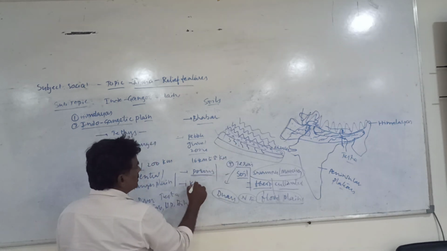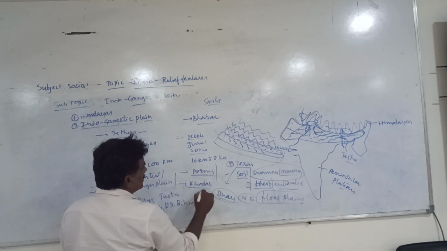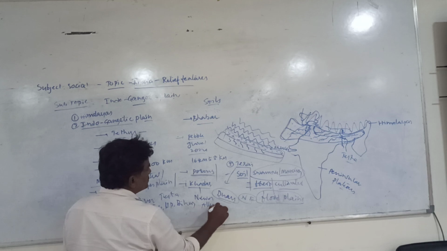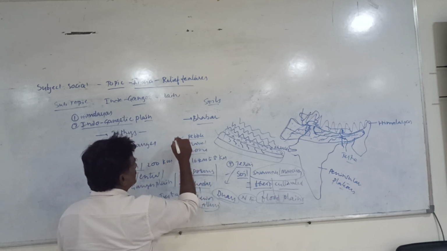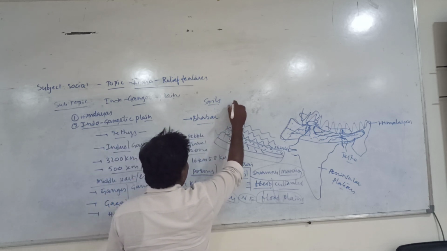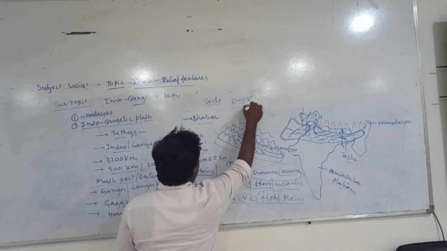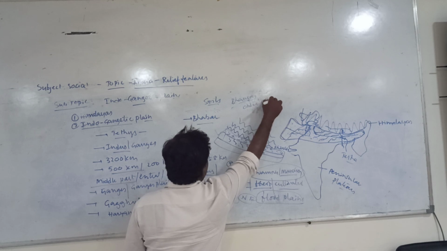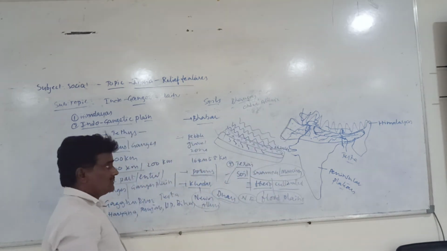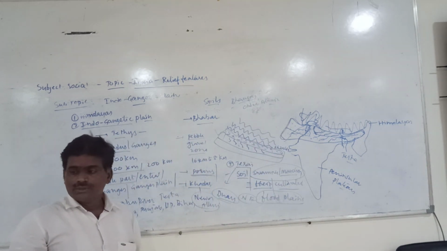And one more, Khadar. Khadar is newer alluvial soil. And Bhangar, another type of soil. Bhangar is older alluvial soil. This is about the Indo-Gangetic plains.